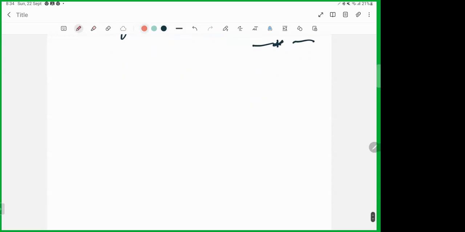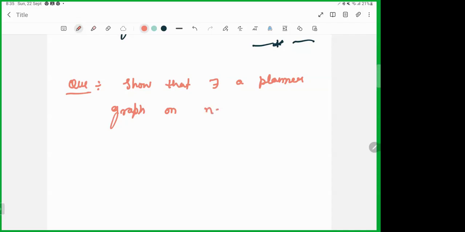So now next. So this is the question: there exists a planar graph on n vertices with 3n minus 6 edges for all n bigger than or equal to 3. So can you show this? Can you give me some graph for which this holds?